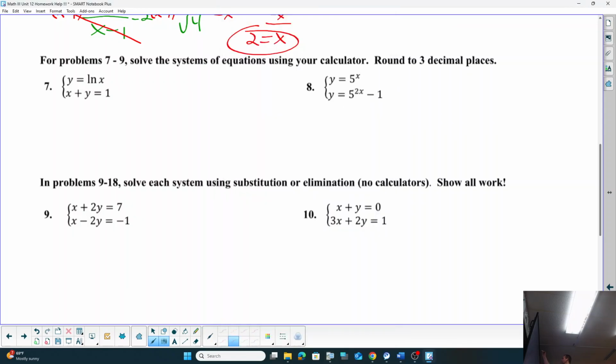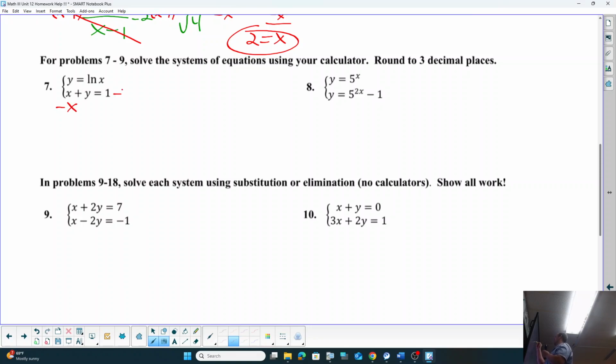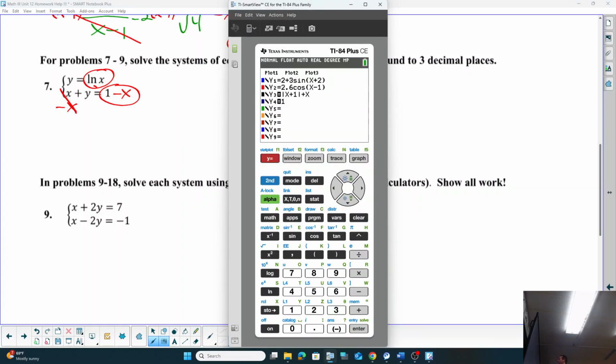So it says here to round to 3 decimal places, and use your calculator to solve the system of equations. Okay. So let's see here, it's already solved for y, so we can kind of plug it in there. I think we're just going to solve for y and graph them both, right? So minus x to the other side, so we get y equals 1 minus x and y equals ln of x. So we're just going to plug those into y equals and see where they intersect to get our solutions. So we have ln of x on the top there and 1 minus x on the bottom. There we go. So we're going to graph those.